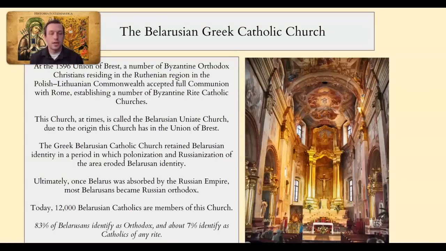The Belarusian Greek Catholic Church. At the 1596 Union of Brest, a number of Byzantine Orthodox Christians residing in the Ruthenian region in the Polish-Lithuanian Commonwealth accepted full communion with Rome, establishing a number of Byzantine Rite Catholic churches. This church, at times, is called the Belarusian Uniate Church, due to the origin this church has in the Union of Brest, as a particular Catholic church, that is. The Greek Belarusian Catholic Church retained its Belarusian identity in a period in which Polonization and Russianization of the area tended to corrode Belarusian identity. Ultimately, once Belarus was absorbed by the Russian Empire, most Belarusians unfortunately became Russian Orthodox due to political pressure. Today, 12,000 Belarusian Catholics are members of this church. In order to show the numbers, 83% of Belarusians today identify as Orthodox, mainly Russian Orthodox, and only about 7% identify as Catholics of any rite.